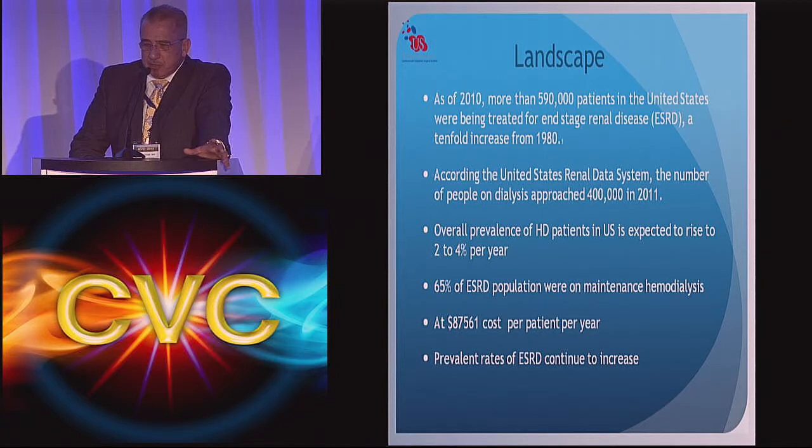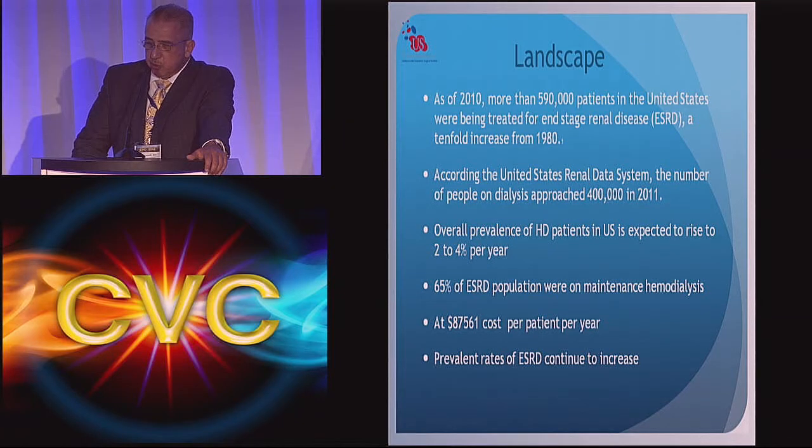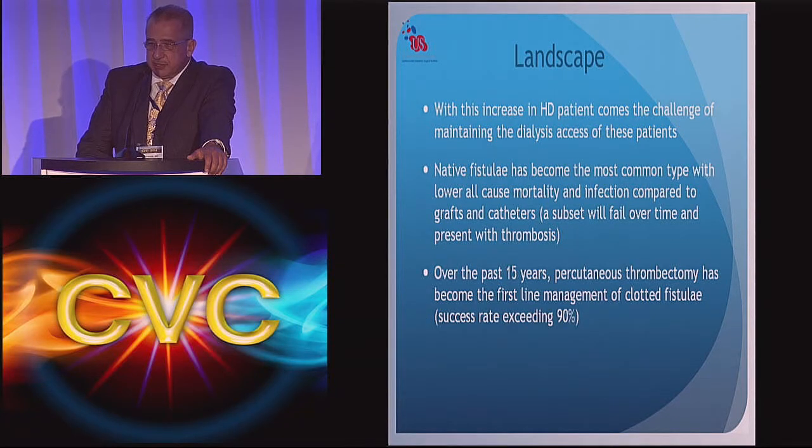The overall prevalence of hemodialysis patients is expected to rise 2 to 4% per year, with 65% of the end-stage renal disease population on maintenance hemodialysis at $87,000 cost per year per patient. The prevalence of end-stage renal disease continues to rise. With this increase in hemodialysis patients comes the challenge of maintaining the dialysis access of these patients. We've heard a lot about that.